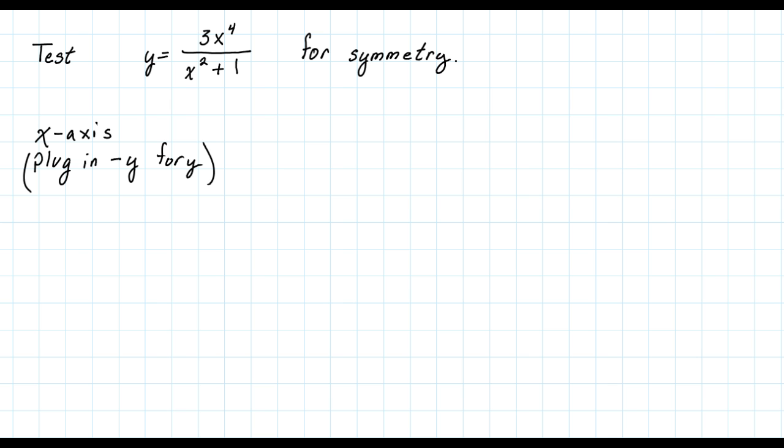Because remember, the definition of x-axis symmetry said that if (x, y) is a point on the graph, then (x, negative y) should be a point on the graph as well. So now when we plug that in, we get negative y equals 3x to the fourth over x squared plus 1. And this is not equivalent to the equation we started with, right? And you can pick x equals 1 to convince yourself of that. But it has to hold for all pairs x and y that satisfy the first equation, and this doesn't.